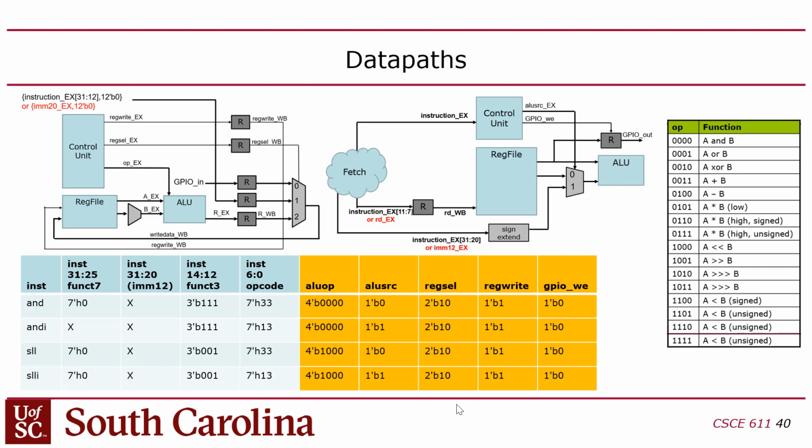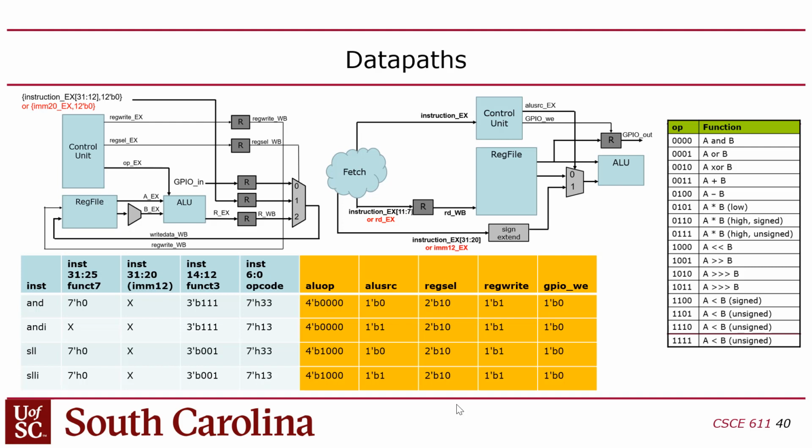And then the reg select is the same for all of them, the reg write is the same for all of them, the GPIO write enable is the same for all of them, and the ALU op is just going to depend on what you're doing. So the AND and the ANDI both have the same ALU op. It's 0, 0, 0, 0 because that's how you tell the ALU to do a bitwise AND. The set less than and the set less than immediate both have the same ALU op, right? 1, 0, 0, 0, because that is the shift left operation.